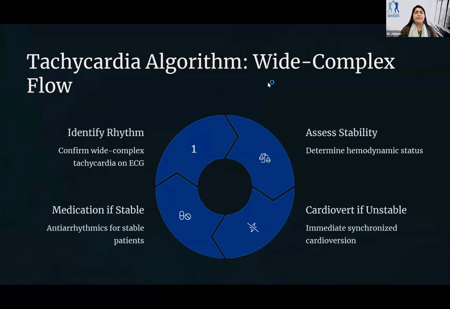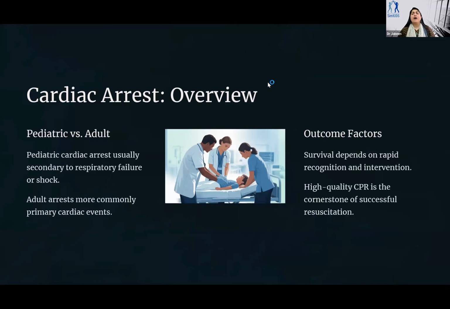So yes, this we have talked about. Now coming to cardiac arrest. As we talked about bradycardia, then tachycardia, now the last one is cardiac arrest. Cardiac arrest in pediatric patients is usually secondary to respiratory failure rather than heart causes, and adults more commonly have primary cardiac events as compared to pediatrics. Therefore, the ventilatory rate has been changed, and it is now 20 to 30 breaths per minute.